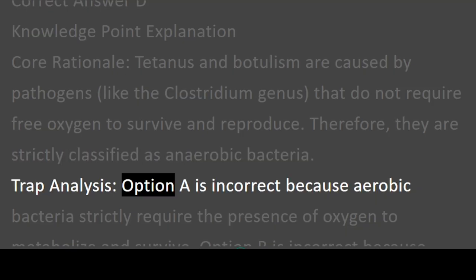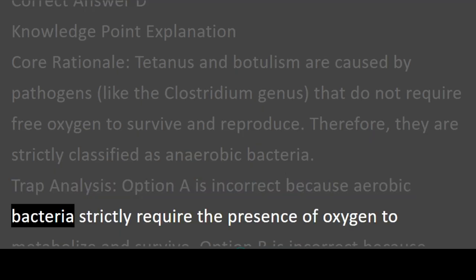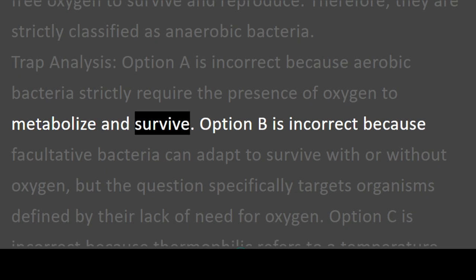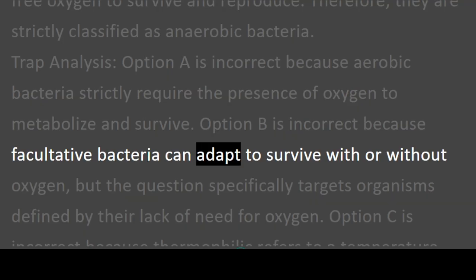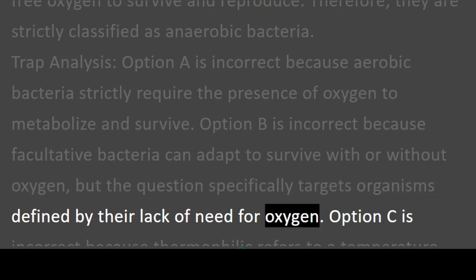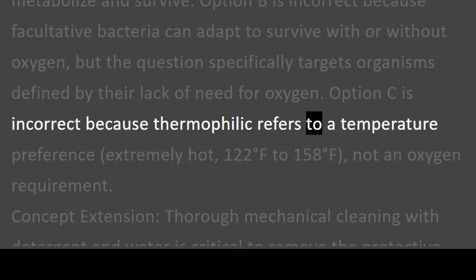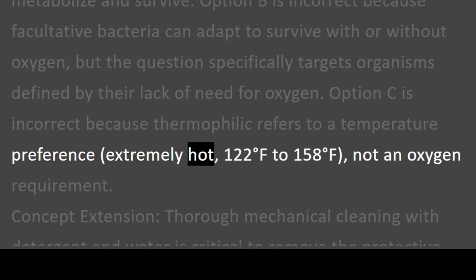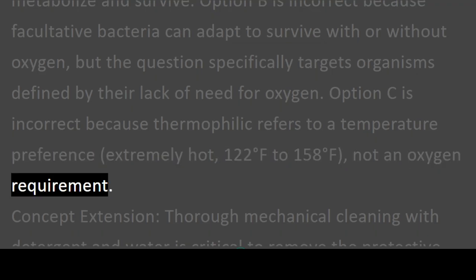Trap analysis: option A is incorrect because aerobic bacteria strictly require the presence of oxygen to metabolize and survive. Option B is incorrect because facultative bacteria can adapt to survive with or without oxygen, but the question specifically targets organisms defined by their lack of need for oxygen. Option C is incorrect because thermophilic refers to a temperature preference, extremely hot, 122 degrees Fahrenheit to 158 degrees Fahrenheit, not an oxygen requirement.